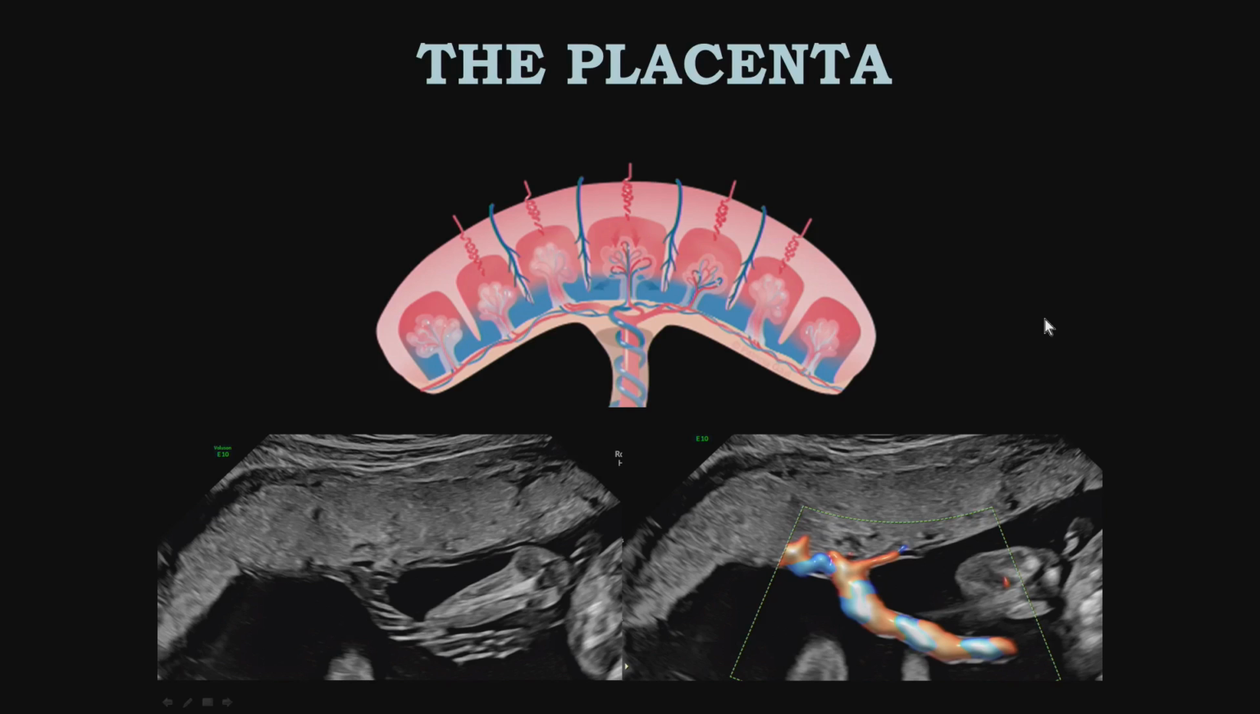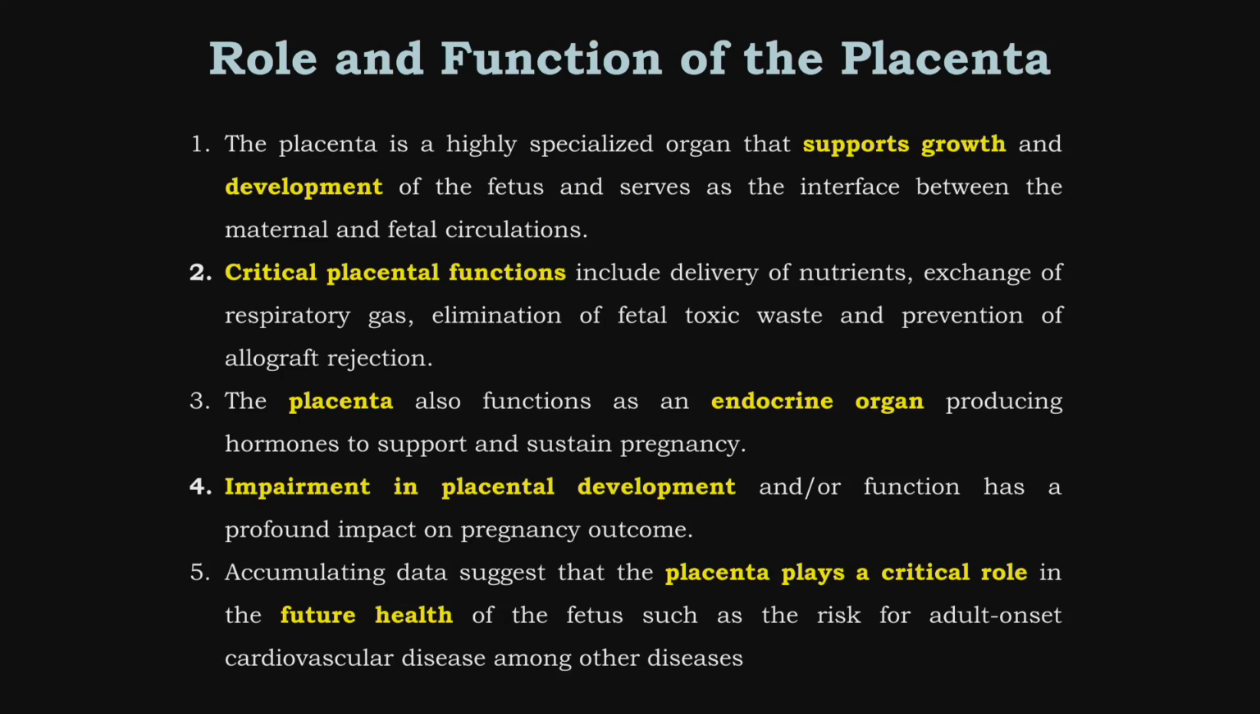And first, we're going to talk about the placenta. So the function of the placenta is really critical for the normal development of the pregnancy, and indeed it serves as the interface between the maternal and the fetal circulation.